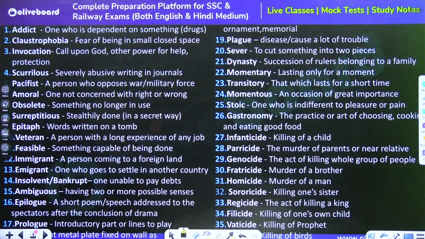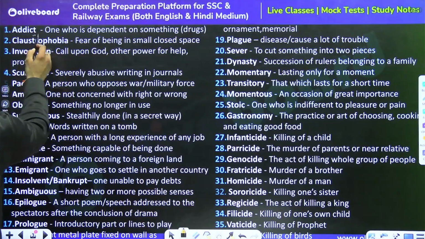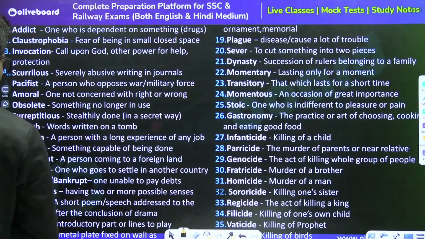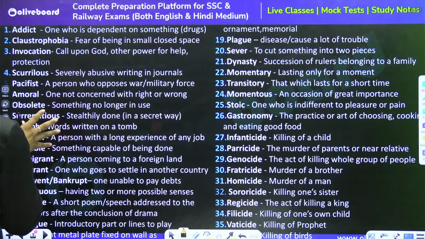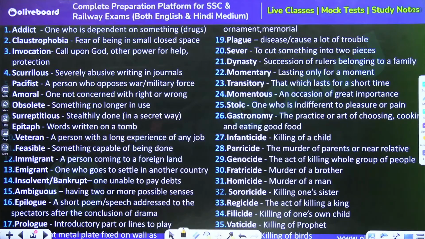I hope you're done. Let me explain this first slide for you. The very first one, addict, from DICT, which is to say. You say the same thing again and again and again. That is going to be addict, ADDICT. Dependent on something like drugs, you keep on saying the same stuff again and again.